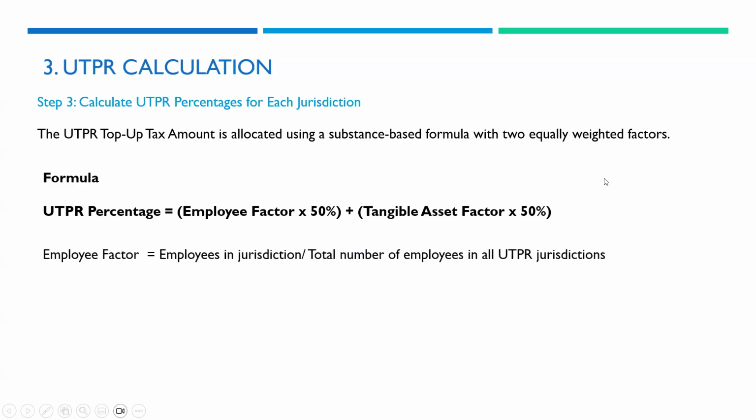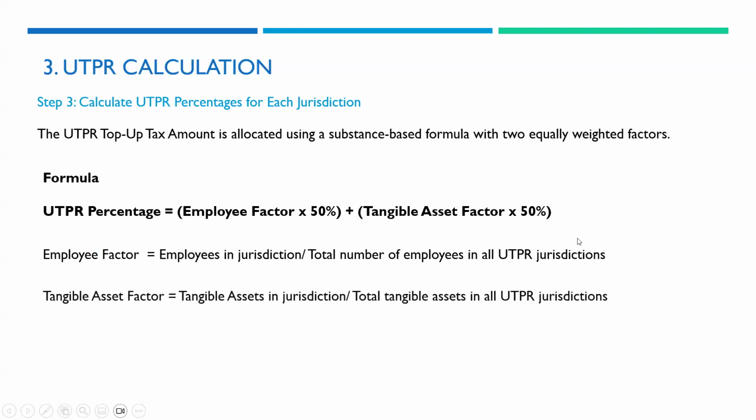Now, what is an employee factor? Let's say for one constituent entity, it is how many employees are there in that jurisdiction divided by the total number of employees in all UTPR jurisdictions. So you would find the employee factor. We will do an example, don't worry. And of course, the tangible asset factor is tangible assets in the jurisdiction divided by total tangible assets in all UTPR jurisdictions. So you will find each constituent entity's employee factor and tangible asset factor. This is the formula to use.